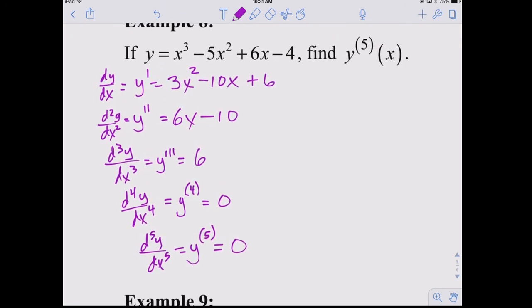Zach, I guess in hindsight, I could have just jumped straight to the fifth derivative. But hindsight is 20/20, as they say. What does that mean? You don't know what hindsight is 20/20 means? You always have the clarity of retrospection when you look back.